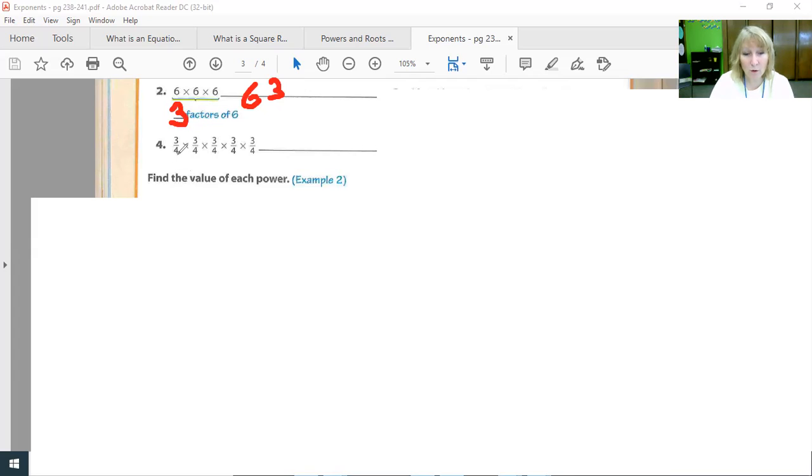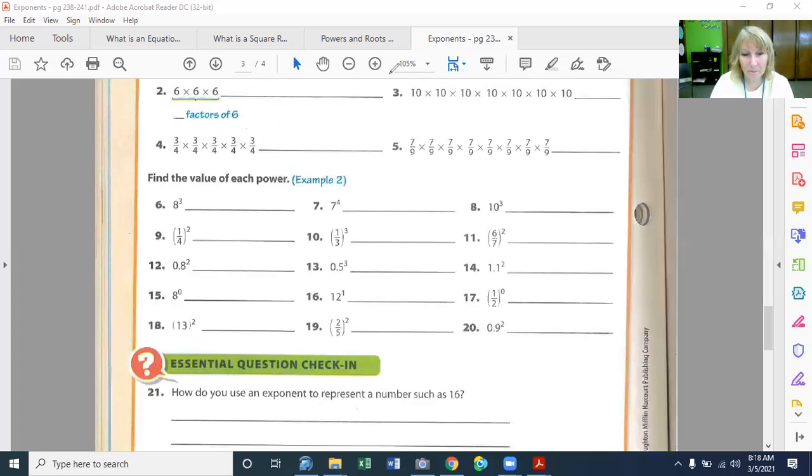What is 3/4, 3/4, 3/4, 3/4, and 3/4 as an exponent? Well, it would be 3/4, and you might already know, put parentheses around it. How many times is it multiplied by itself? Count them. 1, 2, 3, 4, 5. 3/4 to the 5th power. Okay? All right, let's clear.